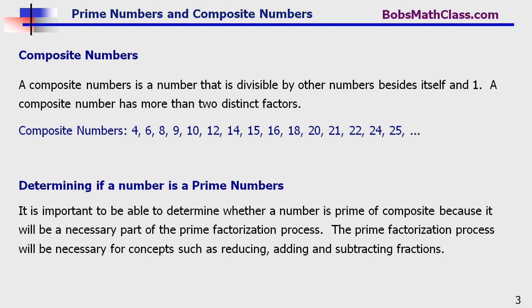Now, here's a trick. We're going to try to determine if a number is a prime number. So if you can find a number that goes into the number evenly, then it's not a prime number. It is important to be able to determine whether a number is prime or composite because it will be a necessary part of the prime factorization process.